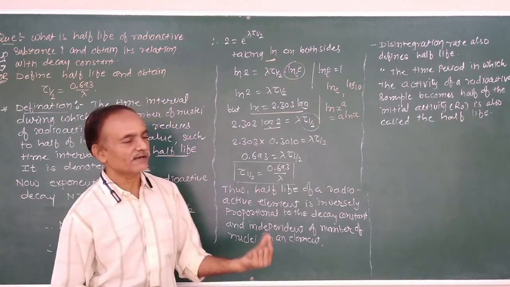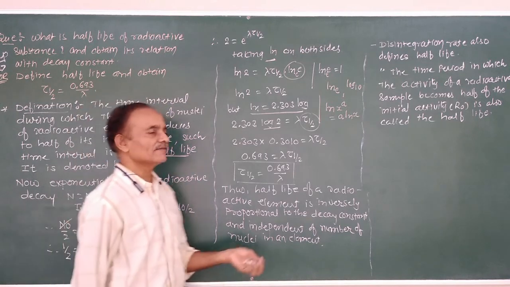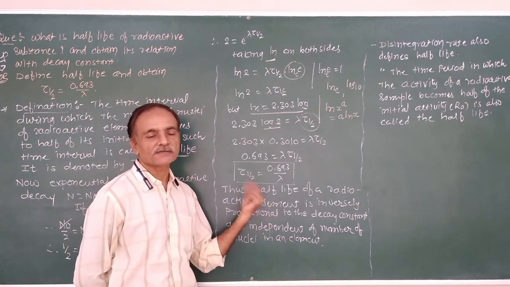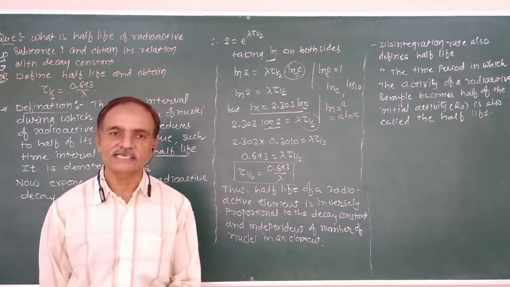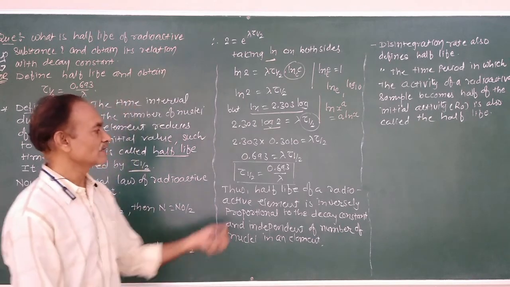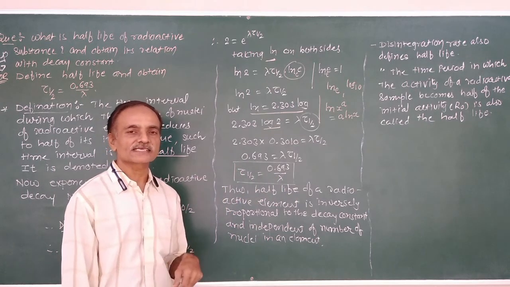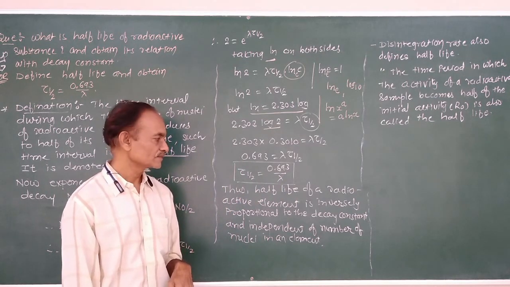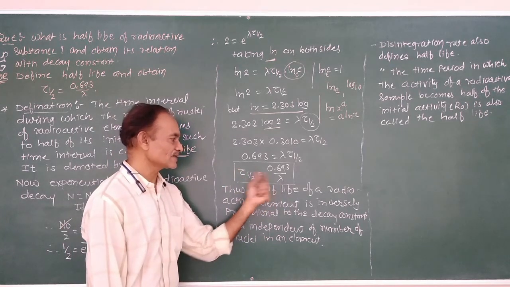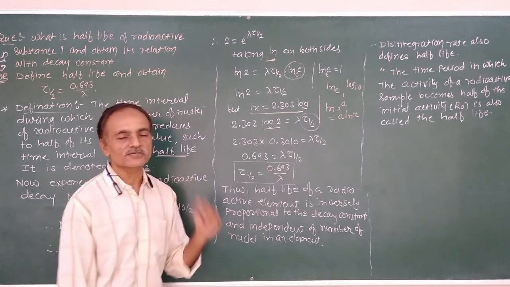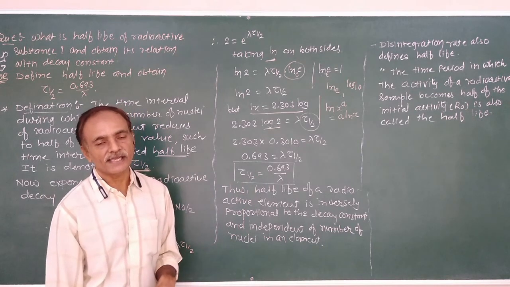So this equation we frequently use in numericals. If λ is given, we have to calculate τ half: τ half is equal to 0.693 upon λ. Or if τ half for a radioactive substance is given, calculate the decay constant. So we can obtain λ is equal to 0.693 upon τ half. Clear? So from this equation, the half-life of a radioactive substance is inversely proportional to the decay constant.